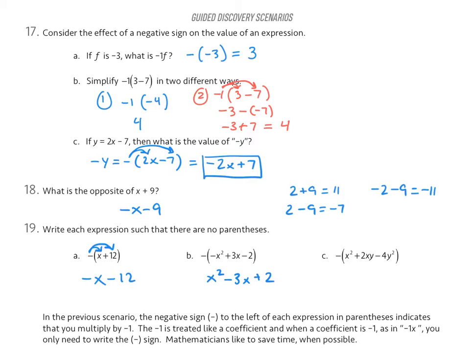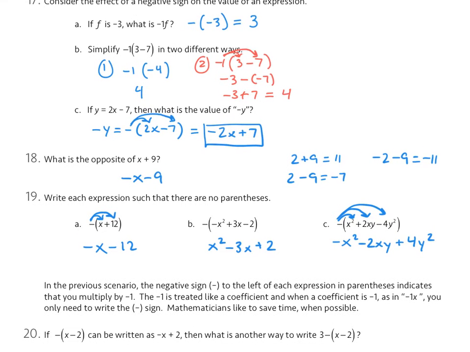Part C. The opposite of x squared plus 2xy minus 4y squared. When I distribute the negative to the first term, x squared becomes negative x squared. When I distribute it to the next term, plus 2xy becomes minus 2xy. And if I distribute it to the last term, minus 4y squared becomes plus 4y squared.